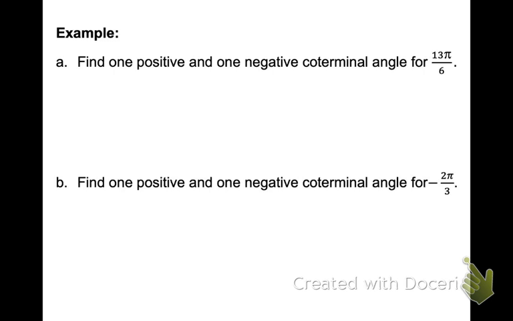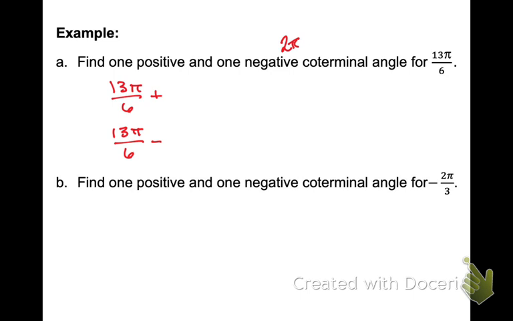Okay, we've done this, but that's okay. One positive, one negative coterminal to 13 pi over 6. Well, I just told you that one, so we know. So we have to do what? Add and subtract? Yep. So I have 13 pi over 6 plus, and 13 pi over 6 minus. And what are we plussing and minusing? 2 pi.